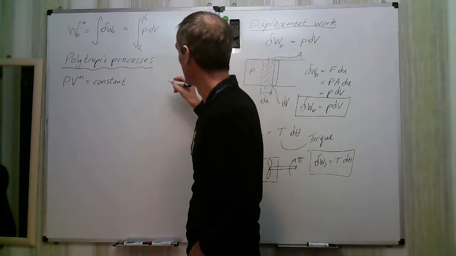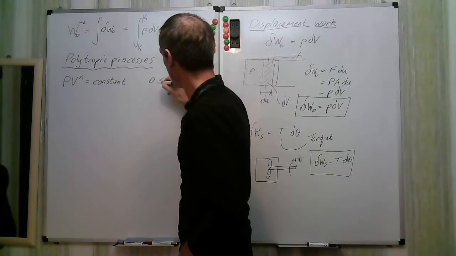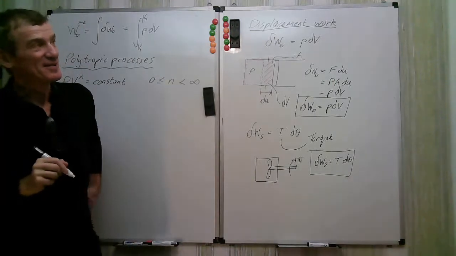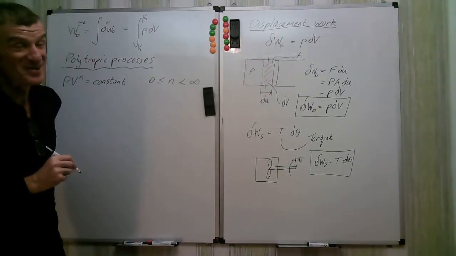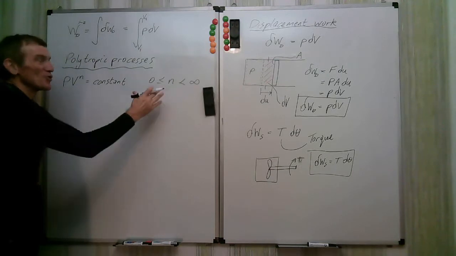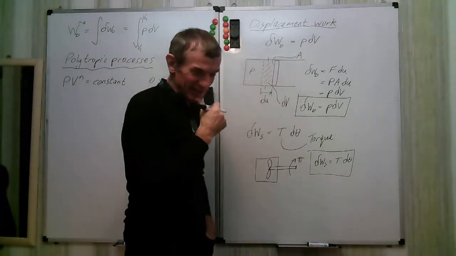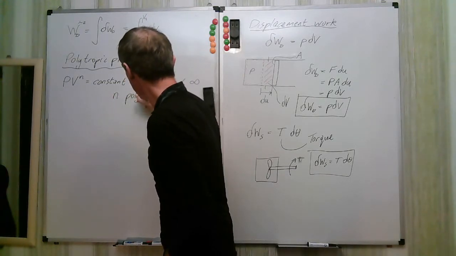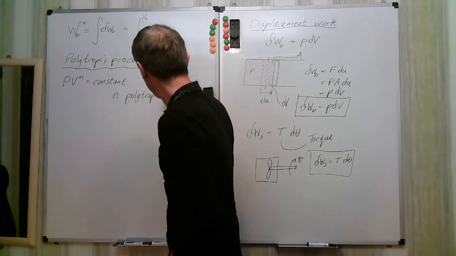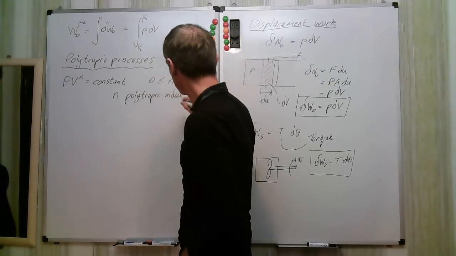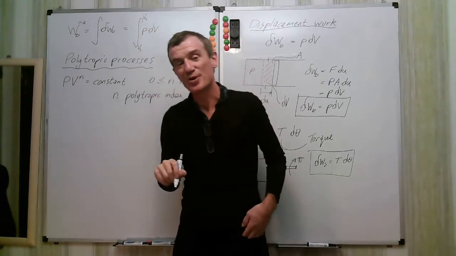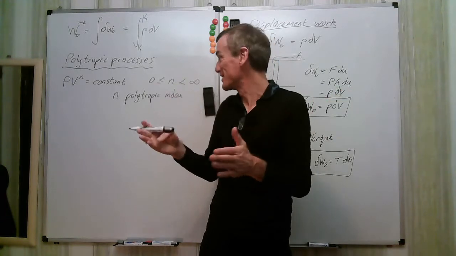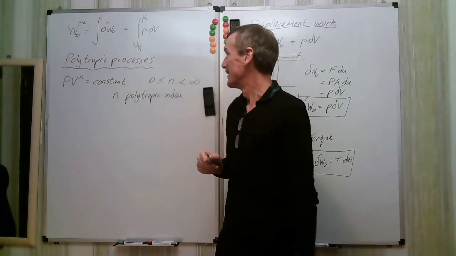n usually lies between 0 and infinity, but you can find negative values for it as well. But for a lot of processes, we find that this is true. n is called the polytropic index. Sometimes it's called the polytropic index of expansion or contraction, depending whether the volume's increasing or decreasing, but polytropic index is good enough.